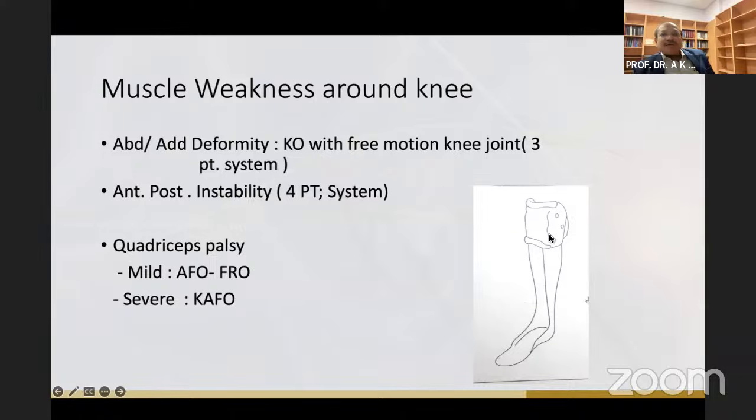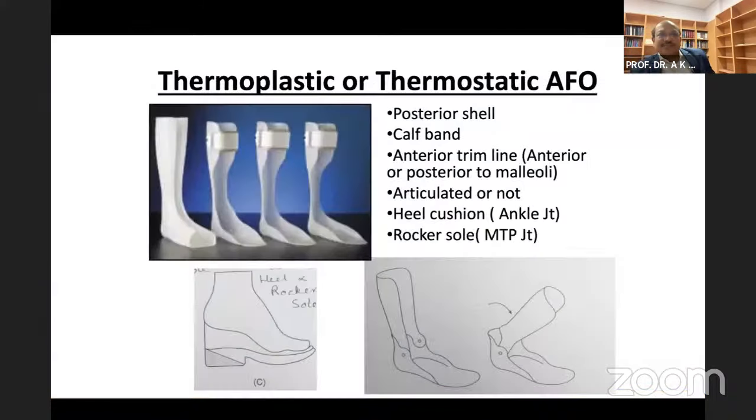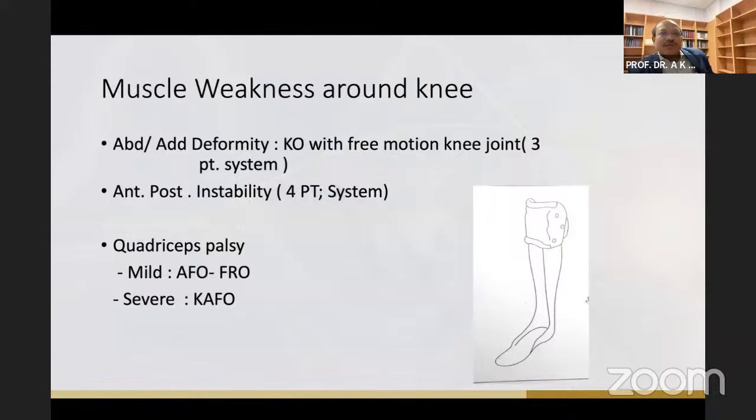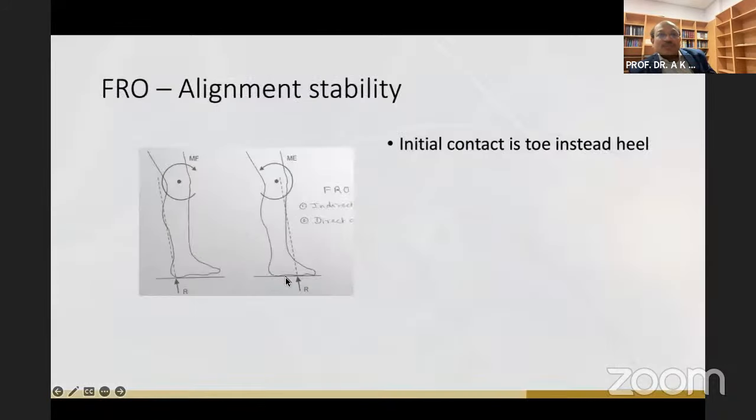Now I already told you the quadriceps is required for locking, for extension of the knee during the stance phase. So if the quadriceps is weak, what will happen? The knee buckles during the mid stance phase. So what would be the ideal orthosis in that case? You have to give the knee orthosis or the KAFO, that is a knee ankle foot orthosis. So that means we have to use this orthosis.